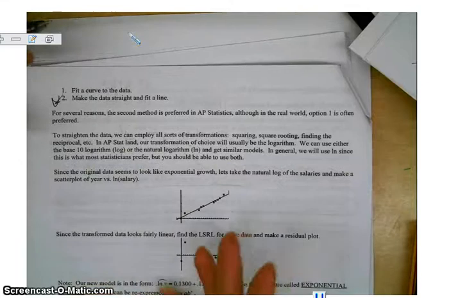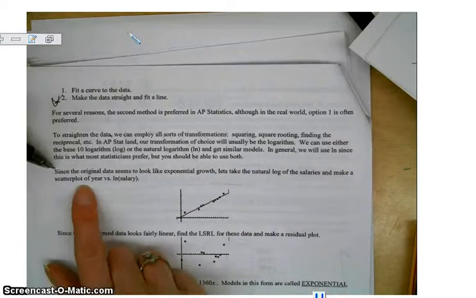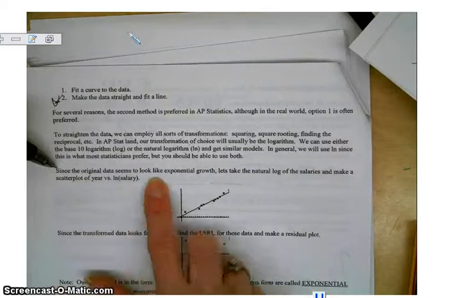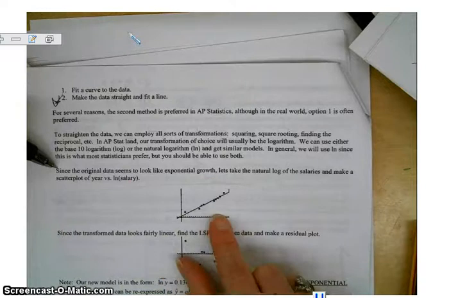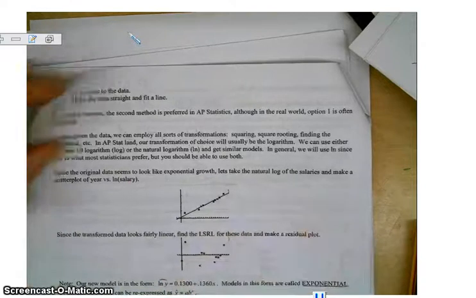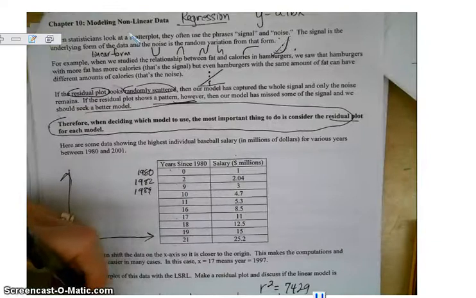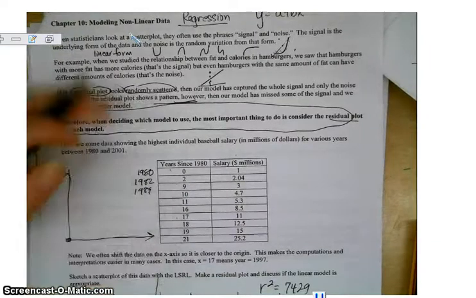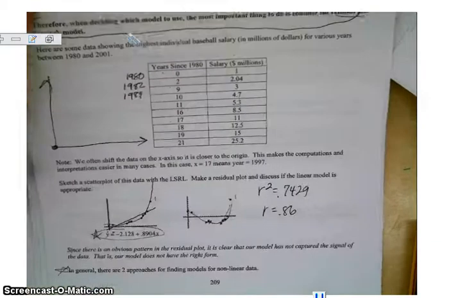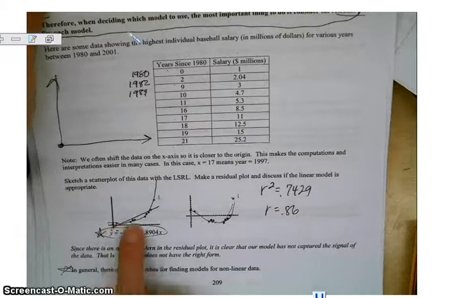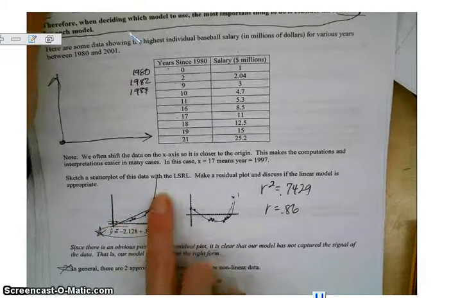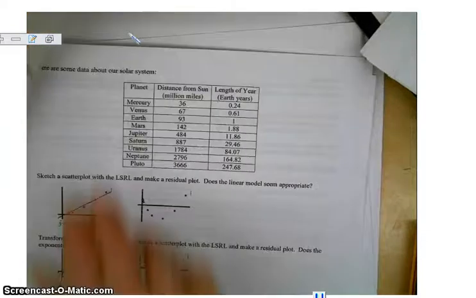It's just a difference of a button on your calculator. So the original data seems to look like exponential growth. Okay, we've got the original data back here, and exponential growth starts out growing slow and then grows very quickly. Sorry, you couldn't see that. So exponential starts off growing slow, and then it looks like it's starting to pick up speed here and grow faster. So it looks like it's an exponential model.